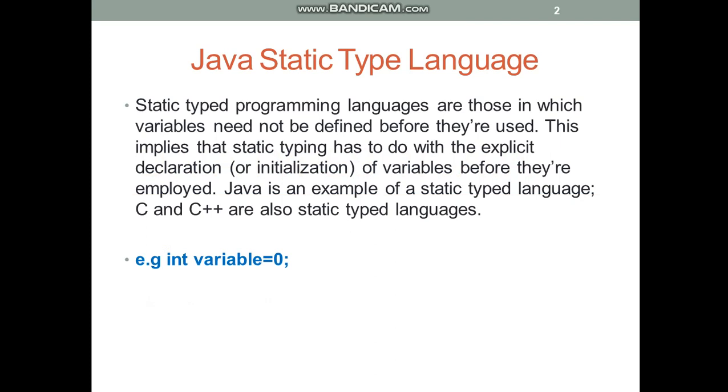On the contrary, we have Python, which is a dynamic type language in which we do not necessarily need to specify the data type associated with the variable. For example, I have presented a variable of integer type initialized to the value 0. So that was about Java's type specification. Now let's move to the next slide.